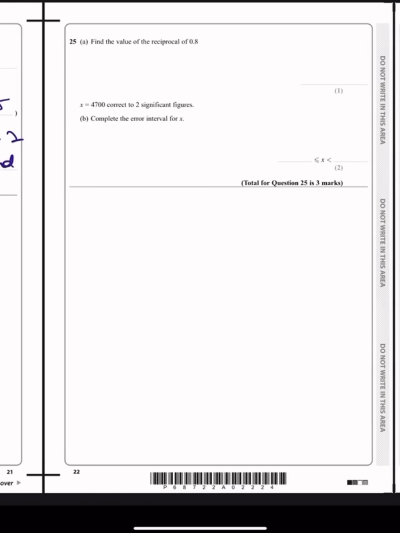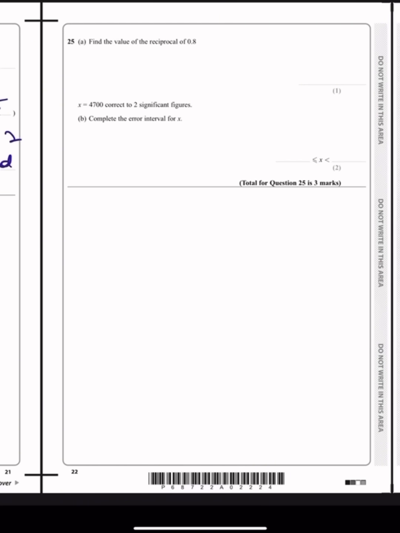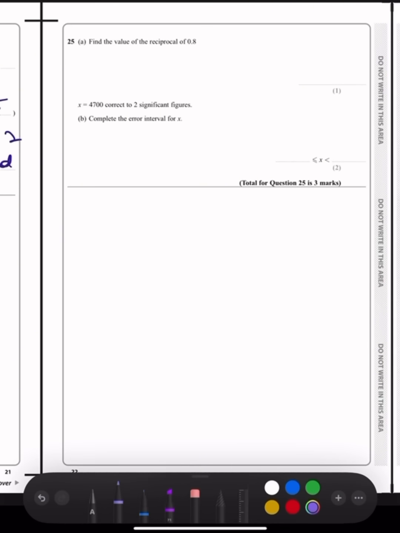Okay, so the next question is question 25, second last question. Find the value of the reciprocal of 0.8. Now this is a super simple question, right? So we know the reciprocal of 0.8 would simply be 1 over 0.8. This would still be right though, so you can still write that if you want to, but the main method in a calculator paper would basically be dividing 1 by 0.8, right? And that would give us an answer on a calculator of 5 over 4, and that will be your answer.